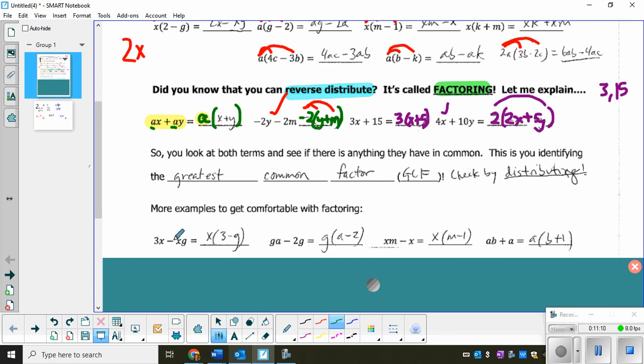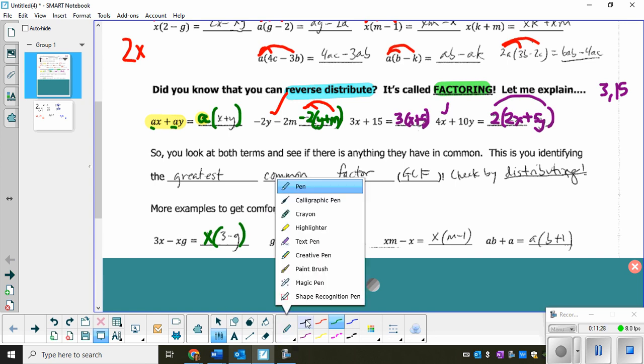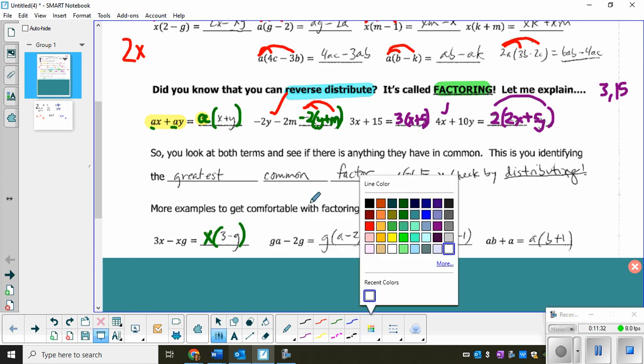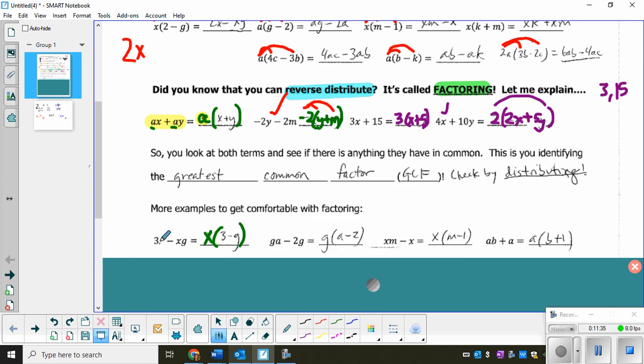We have a 3x minus an xg. These both have an x in common, so x comes out. And then the thing that's left on the inside would be the 3 here, and then the minus g. So x times 3 minus g. And again, I can kind of highlight it, or actually not even highlight it. If I use a whiteout marker, if we take the x out of this term and the x out of this term, do you see how 3 minus g is what's left and we took the x out? So again, that's just another way to see that.